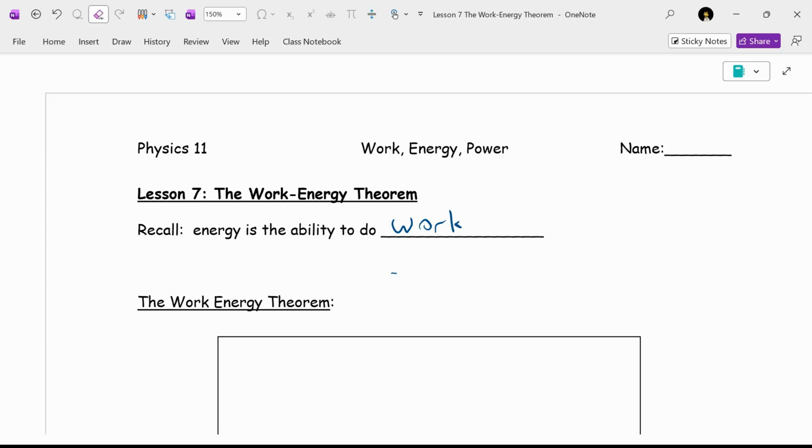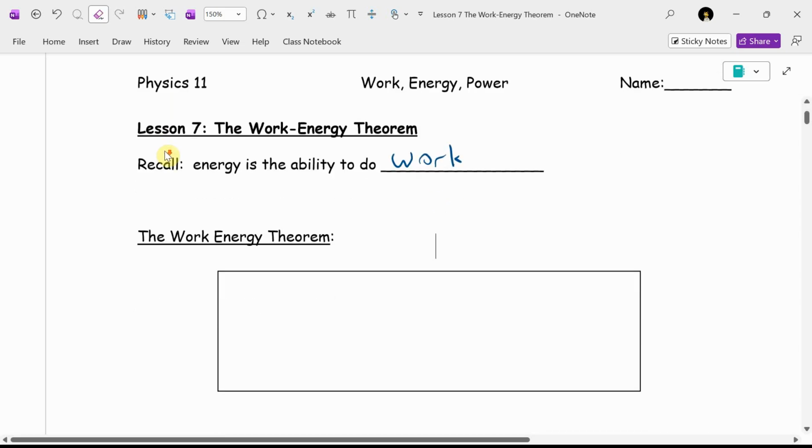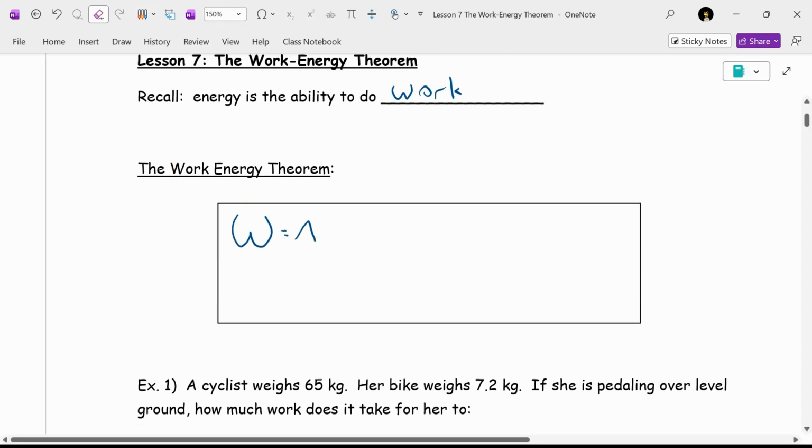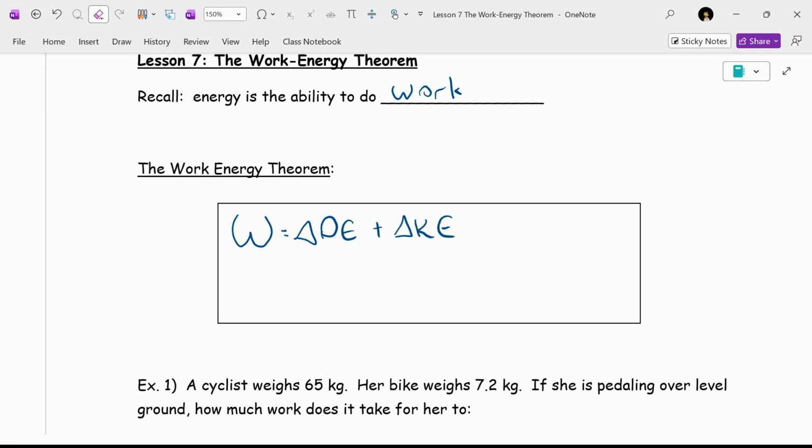It's called the work energy theorem. It's unfortunately also the most amount of work, the most amount of writing. What is the work energy theorem? Work is the change in potential energy plus the change in kinetic energy.